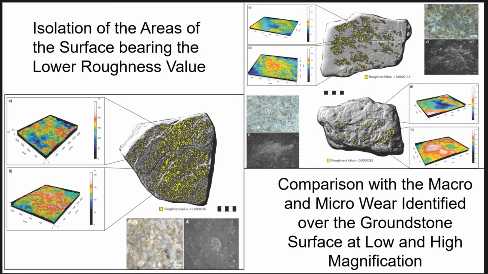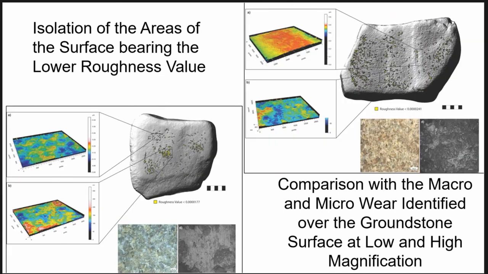So what we did also was try to test if these low roughness areas in the tools correspond to areas where actual use developed over the surface. So we isolated the areas with the lowest value of roughness, and we did a little blind test, and we checked with our use-wear analyst if these areas actually correspond to the areas where we can see use. And in all of the cases, we were in accordance. So you can see how they are distributed across the surface. Also, they correspond to polished areas on the surface.